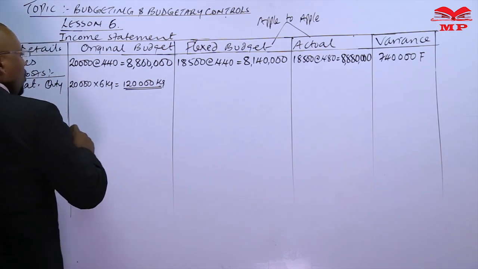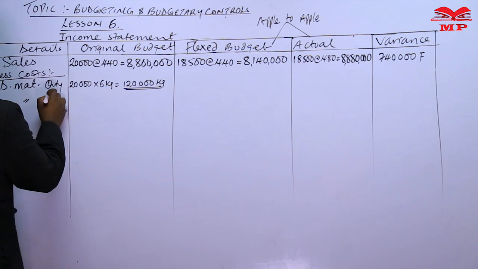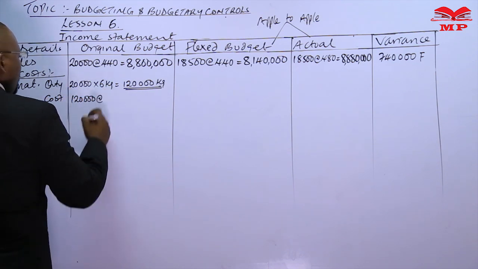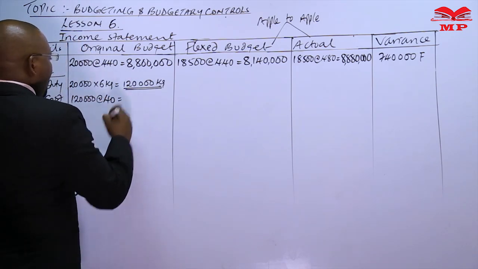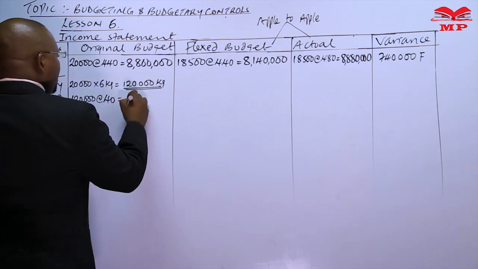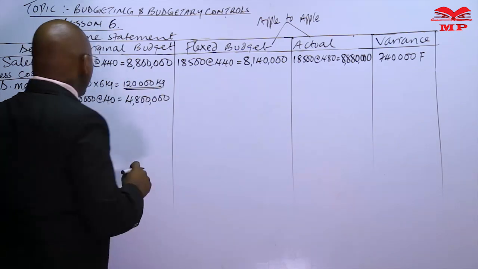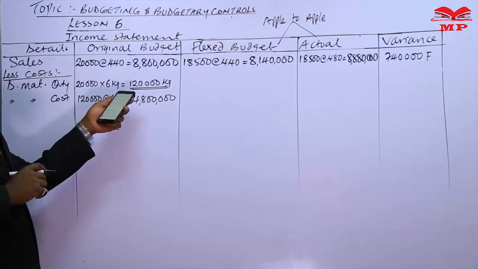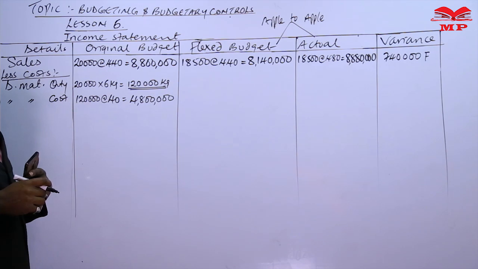But when you come to the direct material cost, we take the 120,000 kgs. Each, as per the budget, we were to spend 40 shillings. Therefore this is going to give us 4,800,000 as our cost. So I've shown you first of all the budgeted quantity, and I have now the budget cost of 4.8 million.